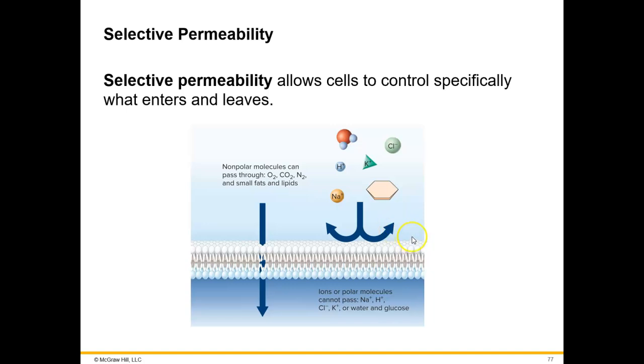Any kind of polar molecule that needs to come into the cell is going to have to find a way in, because anything that's an ion, meaning it has a charge, whether it's positive or negative, or anything that has polarity, like this water molecule, is not going to be able to pass straight through this non-polar portion of the phospholipid bilayer. So that's why we're going to have to find another way in for those guys.